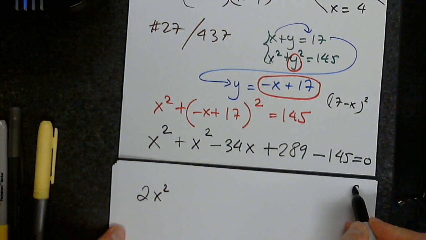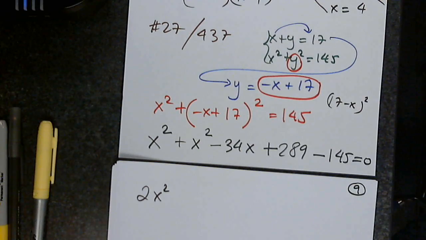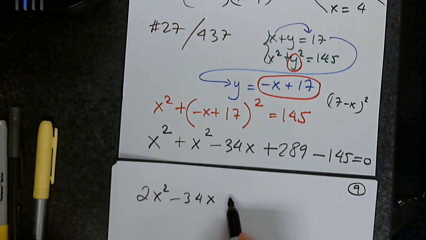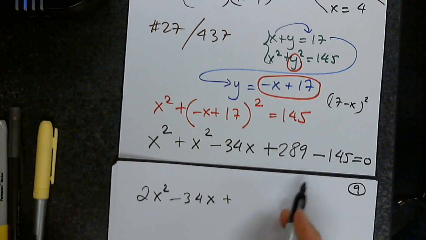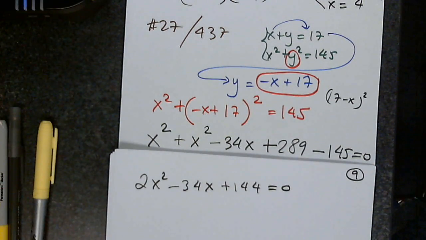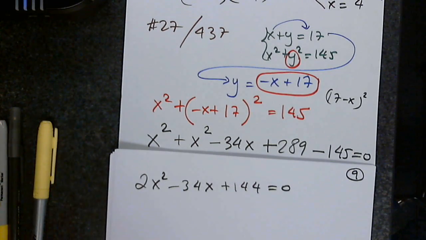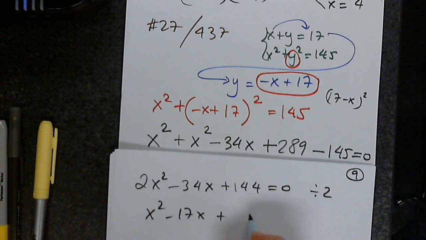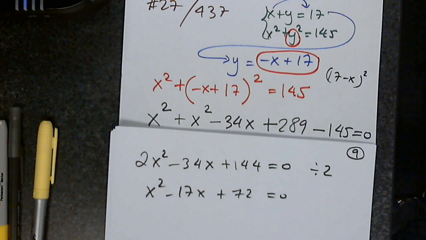2x squared. 1 apple plus 1 apple is 2 apples. Minus 34x. And plus 144 it is. But I can simplify it. So I like it. What would you simplify it by? Never by x, but you can simplify both sides by 2. So then I have x squared minus 17x plus 72 equals 0. This is more human than the previous numbers.